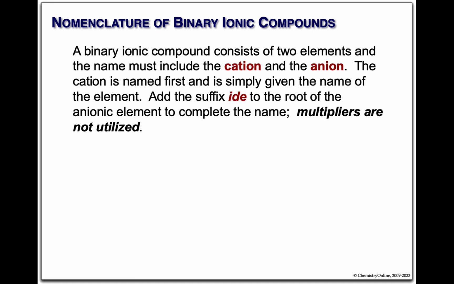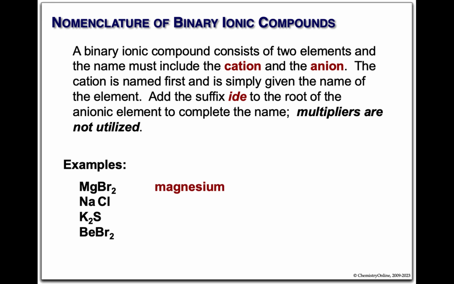If you happen to have 12 of these, doesn't matter. You do not use multipliers in ionic compounds. So, it's a magnesium. Our first word is magnesium. Our second word, we have bromine here. The root is brom. And we're going to add ide. Magnesium bromide.